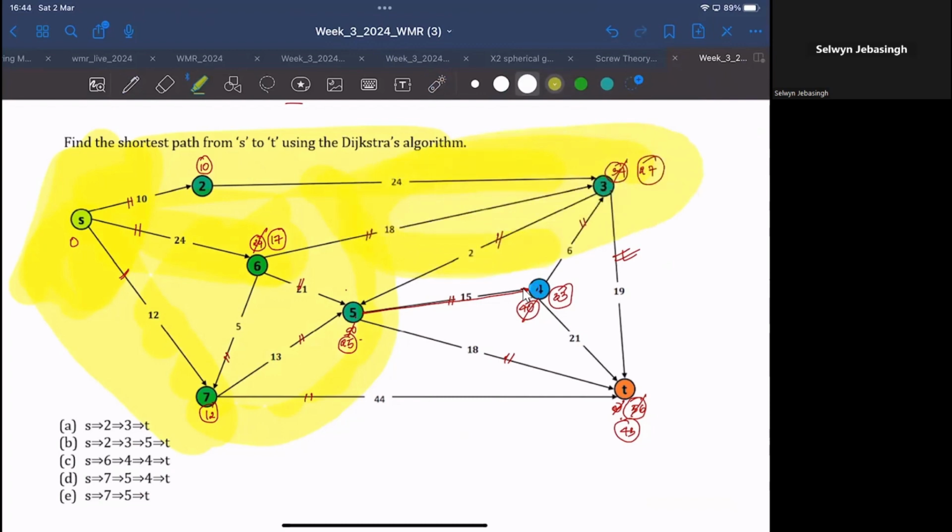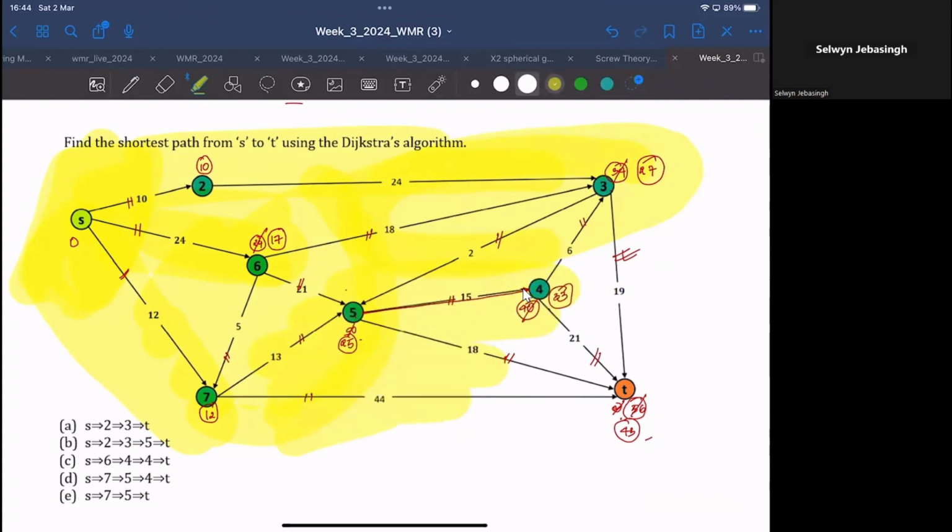Now, which of the nodes has minimal cost? Node 4 has minimal cost, which is 33. So if you expand along this node, 33 plus 21, that will again be greater than 43. So you cannot expand that either. Node 2 has been fully expanded. You can cover this off as well.